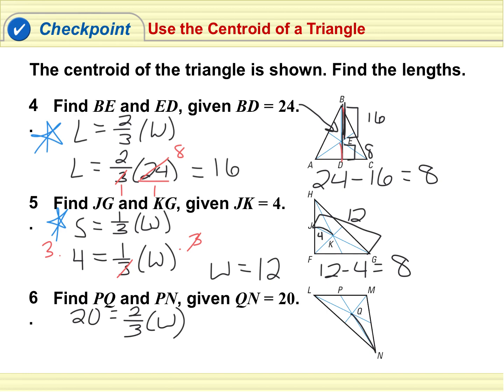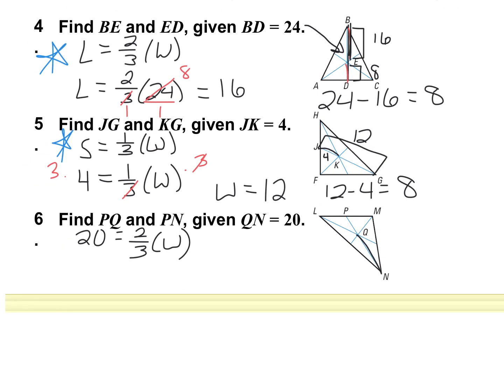Okay. Now we got a little bit more solving going on here. What's our first step? Multiply by 3 over 2, or divide by 2 over 3. Let's get rid of the fraction first. So let's multiply by 3 on both sides. I'll show you why. Those 3's go away. What's 20 times 3? 60. And then we have 2 times W left.